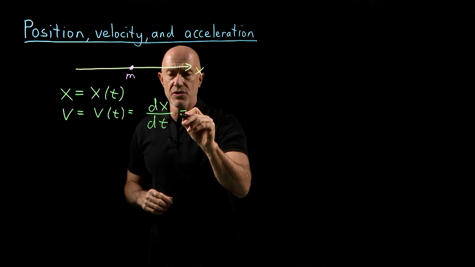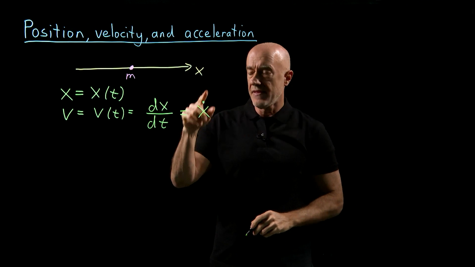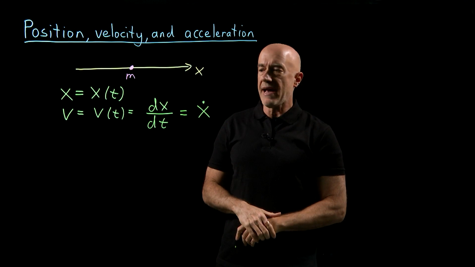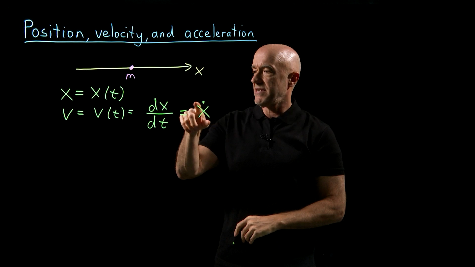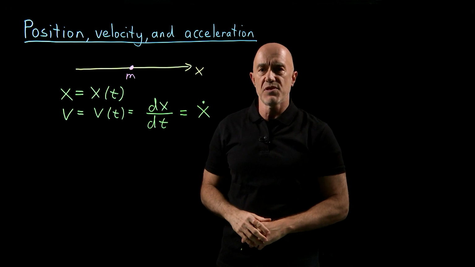And in Newton's notation, that was written as x with a dot on the top. So this is a physics notation that goes all the way back to Newton, and we represent the derivative as a dot only if it's the derivative with respect to time.